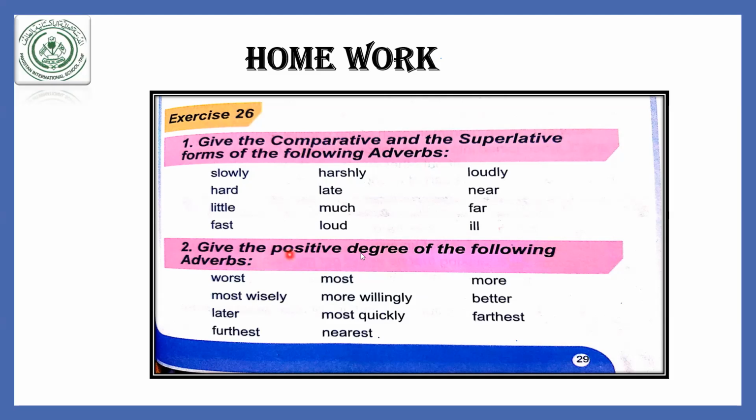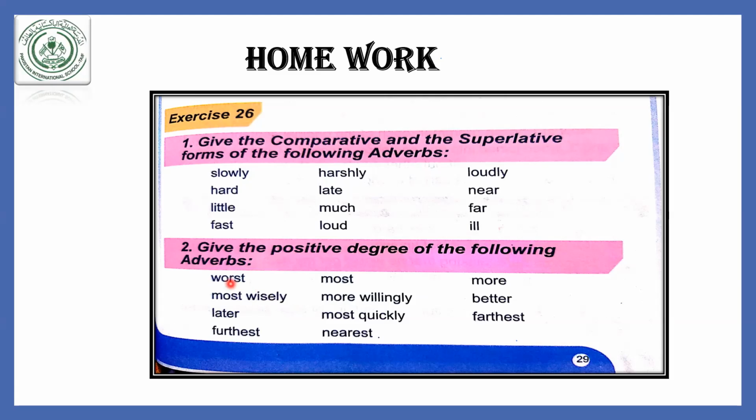Number two is: give the positive degree of the following adverbs. What positive degree? Now these are not positive. Worst: is it positive? No, this is superlative. Most is what? Superlative. Better is what? Which form? Comparative form. Nearest is superlative form. Furthest is superlative form. Later is comparative form. So here comparative and superlative forms are given. You have to write only the positive.